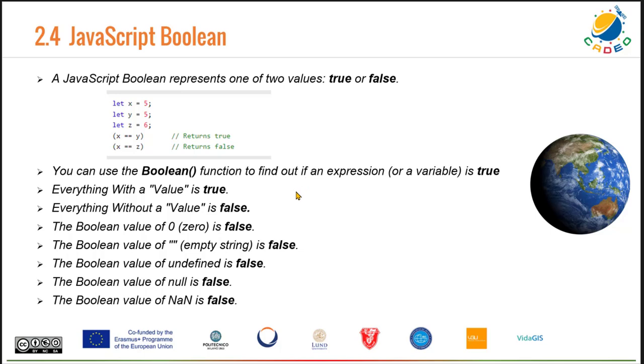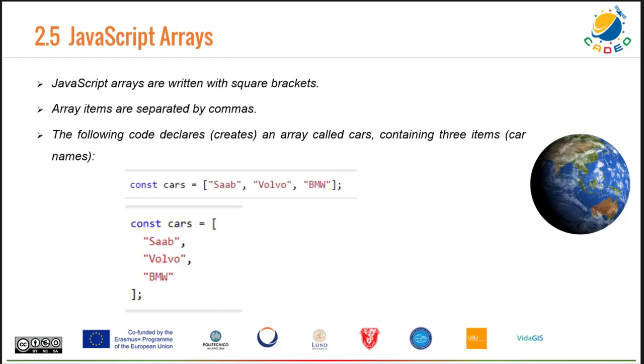There are some cases to remember. Everything with a value is true. Everything without a value is false. The Boolean value of zero is false. The Boolean value of an empty string is false. The Boolean value of undefined is false. The Boolean value of null is false. And the Boolean value of NaN is false.